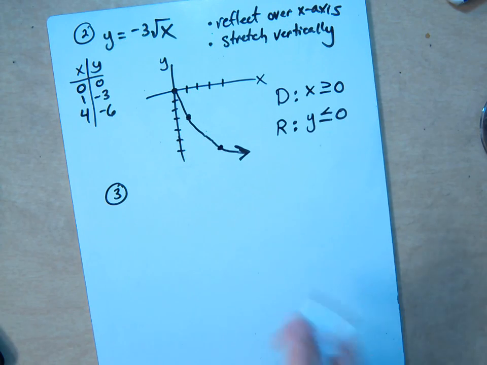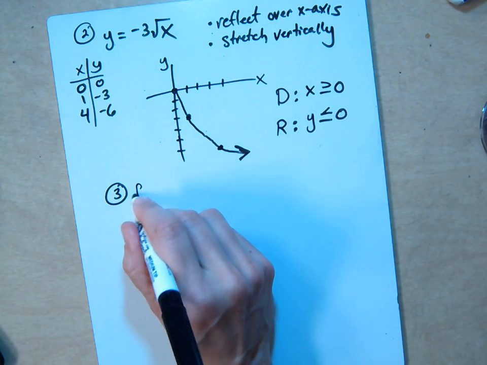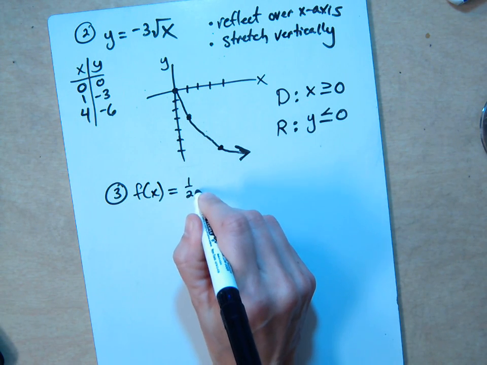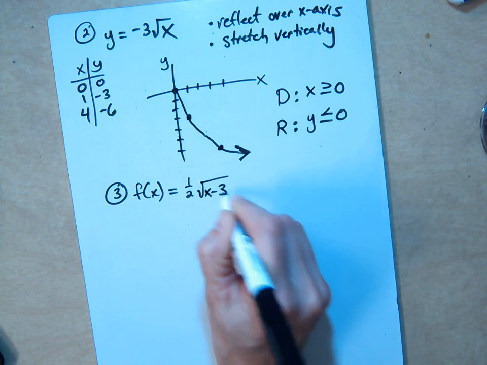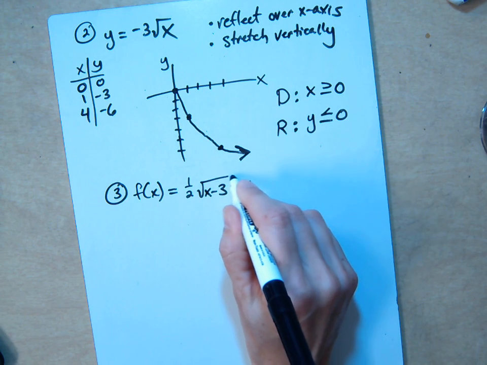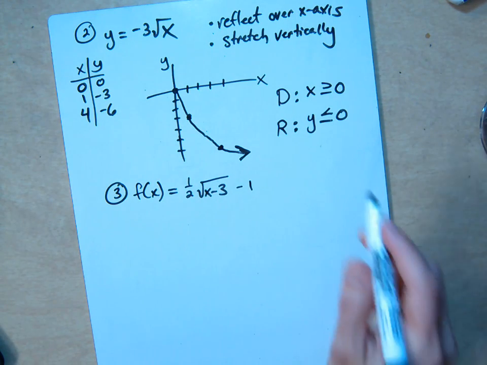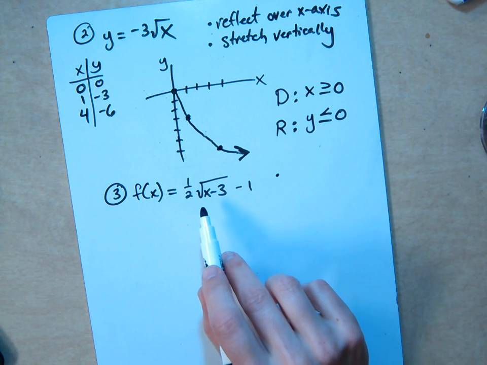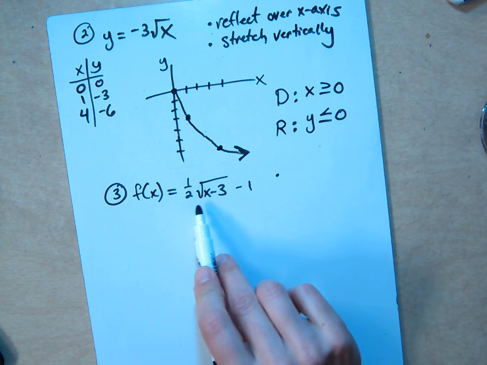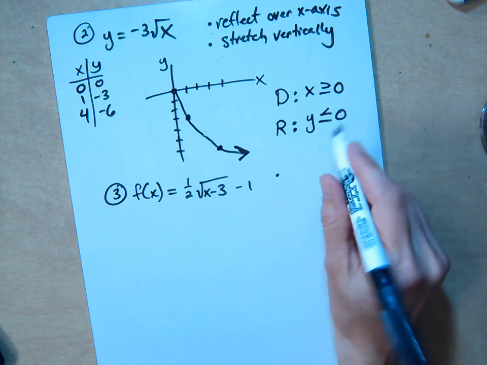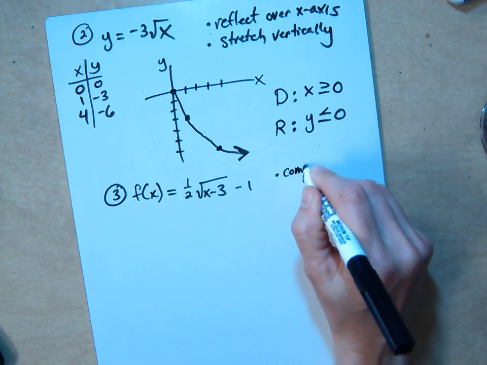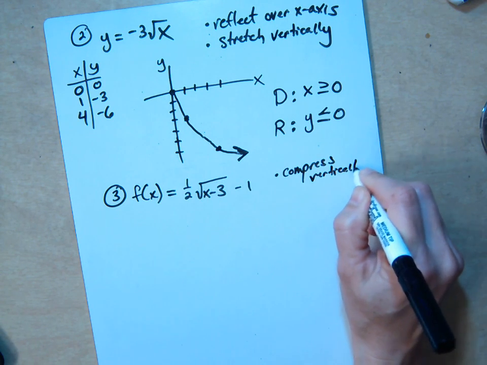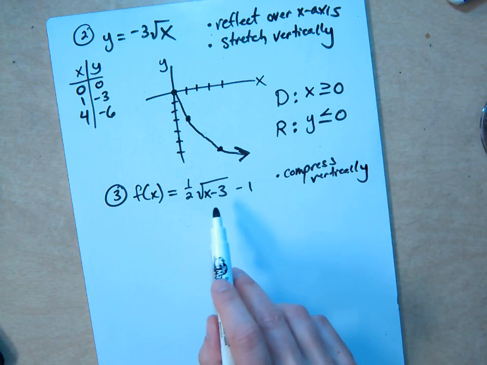We'll try it out. So let's try f. I'm going to write it in a little bit different notation, just function notation. f of x equals 1/2 the square root of x minus 3, minus 1. Okay, so what effect does the half have? If you take a half of every output, compress vertically, good. Before I even graph, I know it has the same shape.